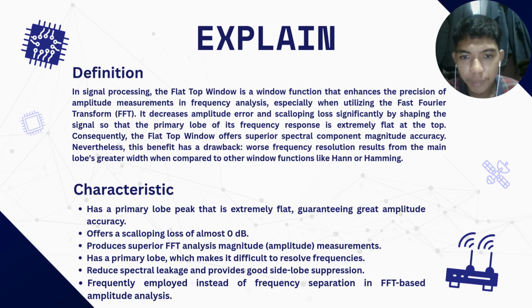Nevertheless, this benefit has a drawback. Worse frequency resolution results from the main lobe's greater width when compared to other window functions like Hann or Hamming. For the characteristics, the first one has a primary lobe peak that is extremely flat, guaranteeing great amplitude accuracy. Next, it offers a scalloping loss of almost 0 dB. The third one produces superior FFT analysis magnitude and amplitude measurements.